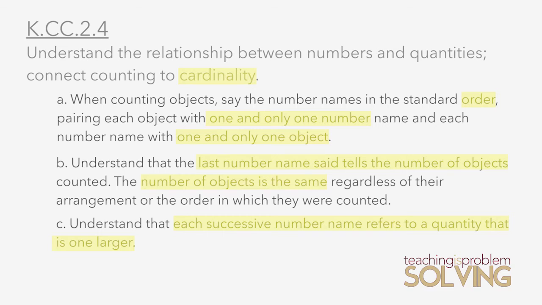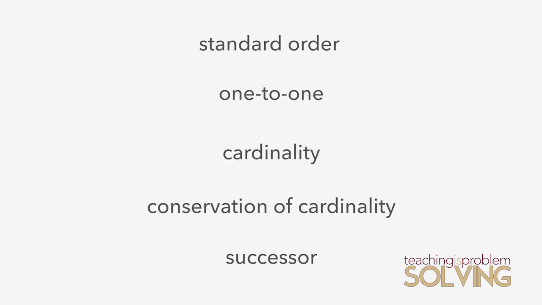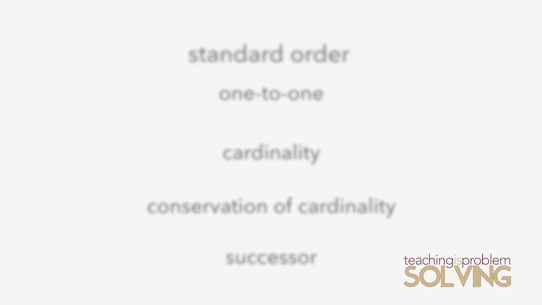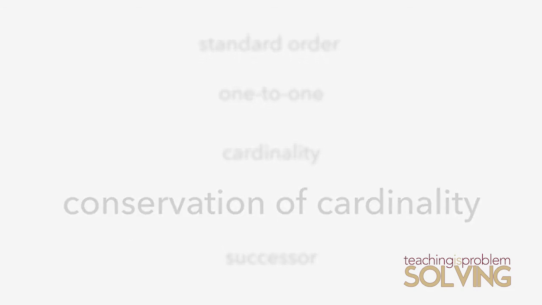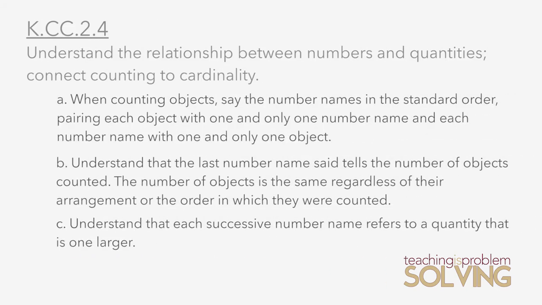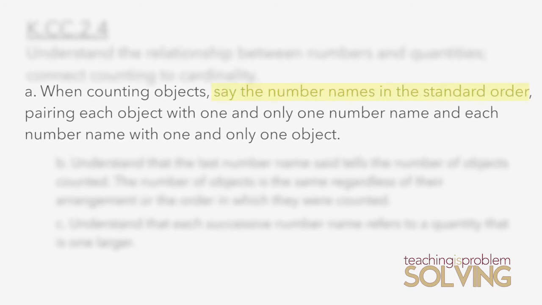And we think it's particularly useful for teachers to have these words. For one thing, it's a little bit shorter to say than the whole phrase in the standard. You can just say cardinality, or you can say standard order, or you can say conservation of cardinality, things like that. And a good example of this when we're thinking about standard order is the standard says something like the student knows the number names in the standard order. And that's described very generally as the standard order principle.